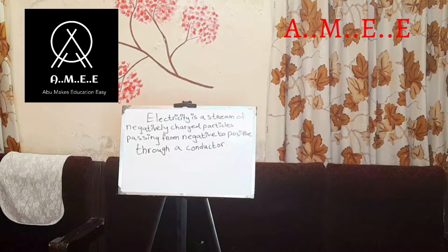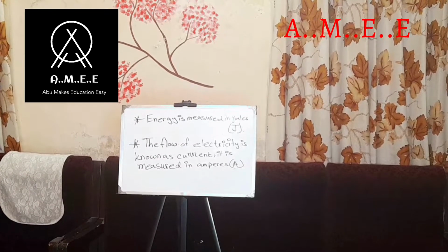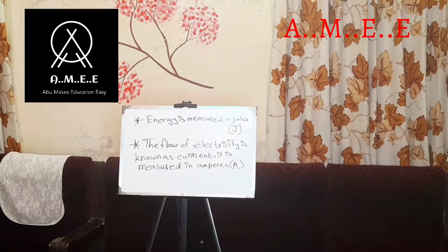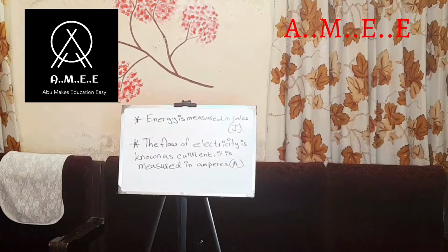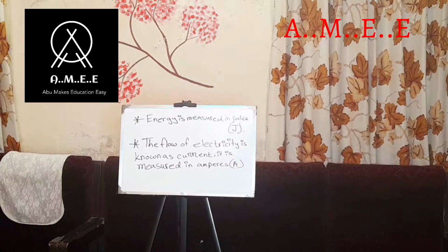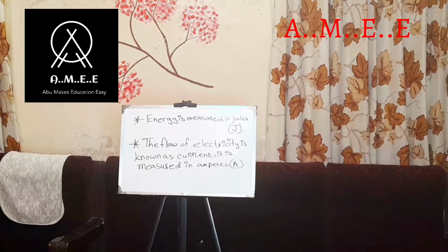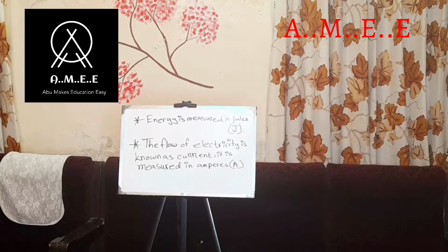Now, energy is measured in joules. I would request you to write these things which are written on the board. Energy is measured in joules, and it's represented by the capital letter J. The flow of electricity is known as current, comma. It is measured in amperes, capital letter A.